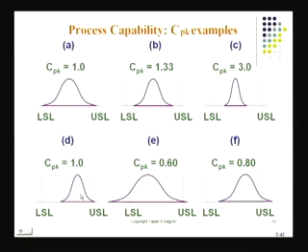Then of course, I've got CPK equal to 1, even if there is slight displacement. There is some slight displacement, but the distribution is still wholly contained within the spec range. And therefore, this CPK turns out to be 1.0.